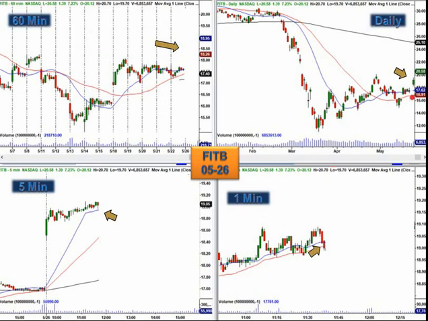So the daily chart you're seeing does not include today's bar. That is what the daily chart looked like yesterday at close after the trade. Now, in the hourly chart, I've covered up yesterday, so you're not seeing the trade yet. The 5-minute chart, I've covered up part of yesterday, so you're seeing up to where I took my entry. The 1-minute chart, you're seeing up to where I took my entry.